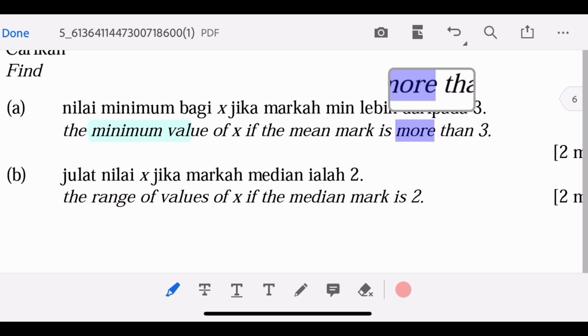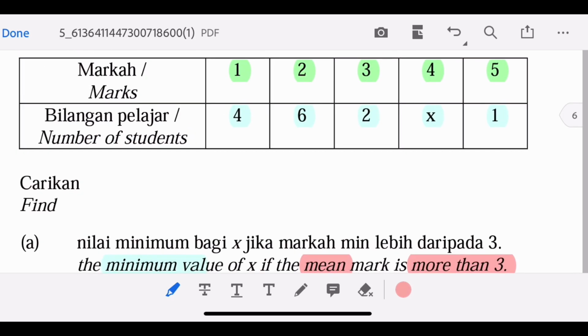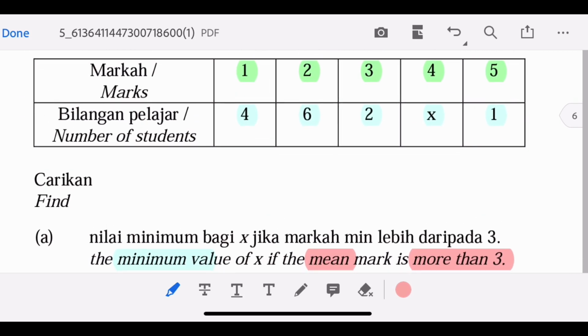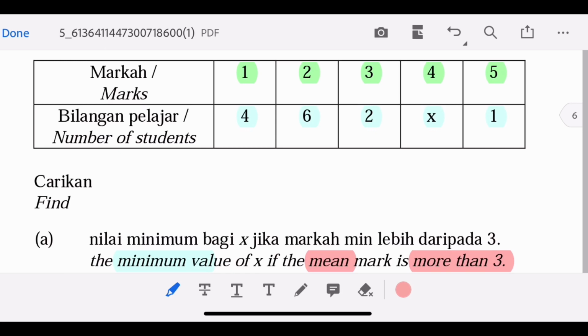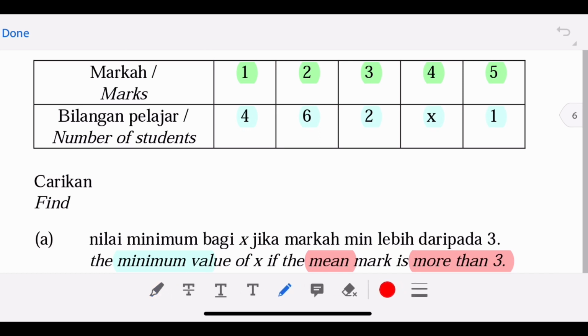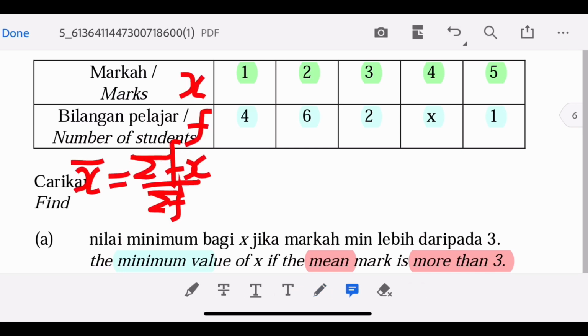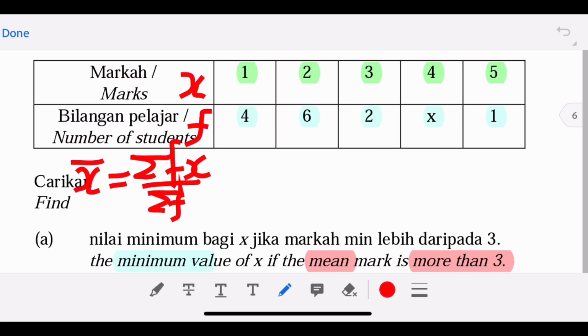So you have to highlight the keywords. The information here is the minimum value of X. This is very challenging when you see minimum value of X. That's the information given by the question, which is very important. So now we will go to the table and we try to find the mean, right? I'm sure you know how to find the mean. Now this is the formula for the mean because you have the frequency. So mean is summation of frequency times the marks, divided by total frequency.